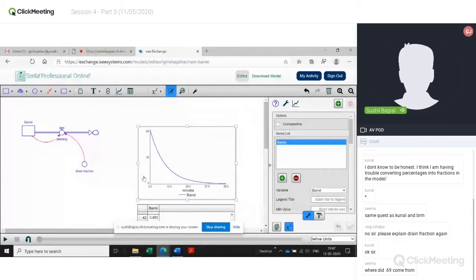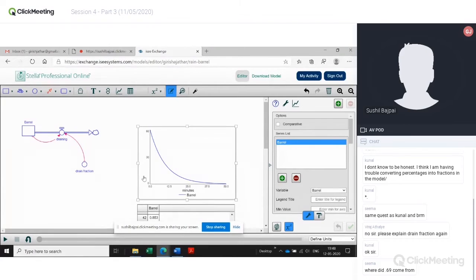And the same thing is with halving time. If there was an exponential decay, and when COVID starts dropping the cases, they will start talking about halving time. Now they are talking about doubling time. And here you see there is a drain fraction. Drain fraction basically means what percentage of the water in the barrel is coming out from the amount of water which is in the barrel.